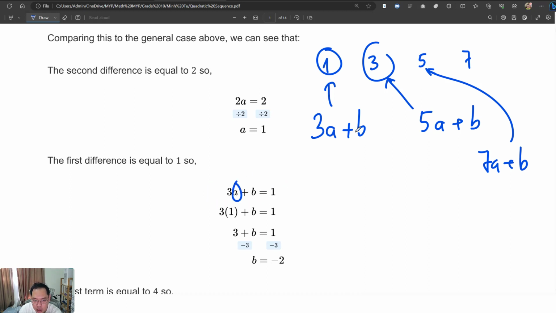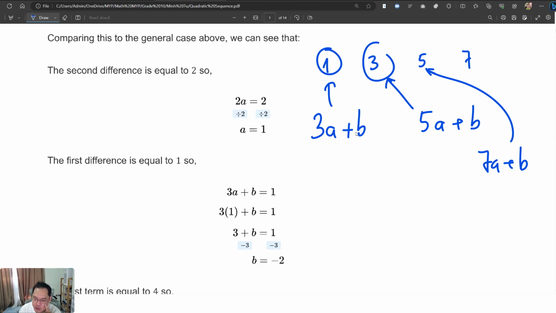And we already know we have determined a to be 1. And therefore, solving this equation with a is 1, we get b equal minus 2. Okay? And similarly, plugging b back into here. So we have 3a, a is 1, and b is minus 2. Now we need to find c.